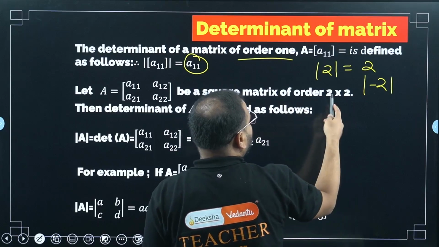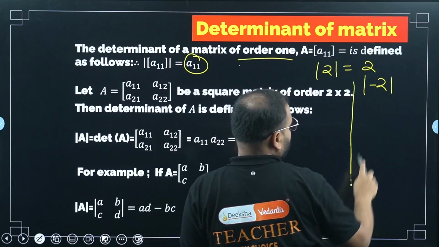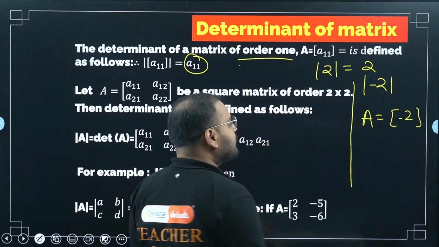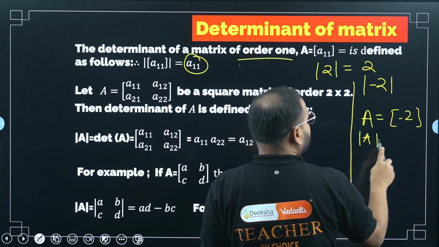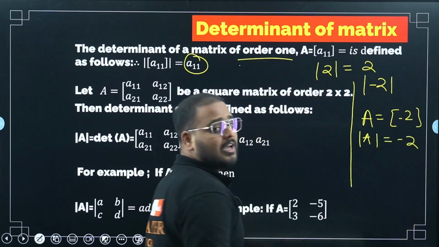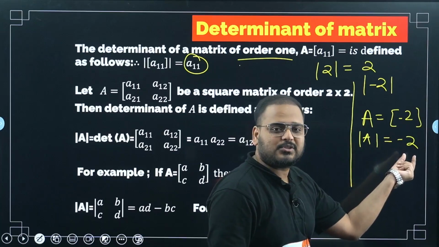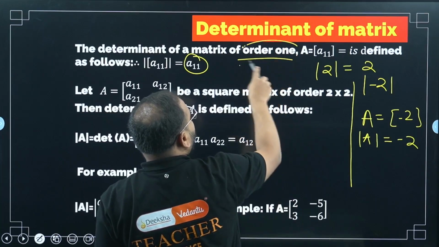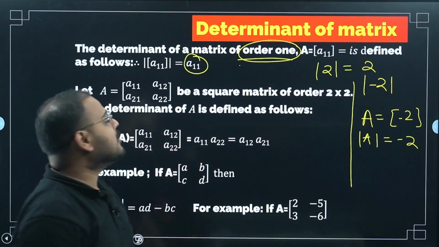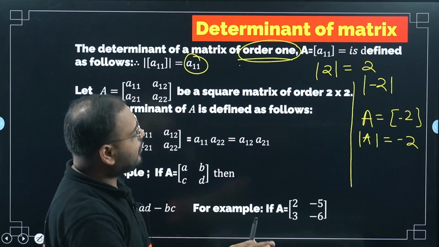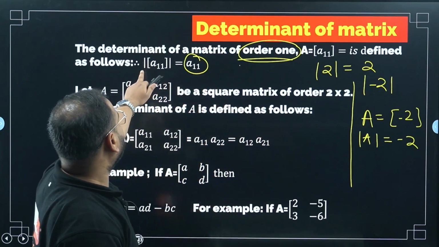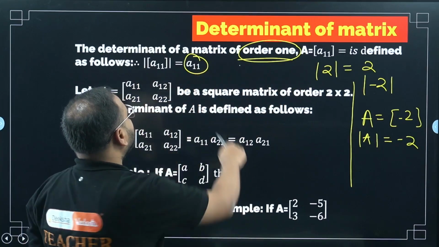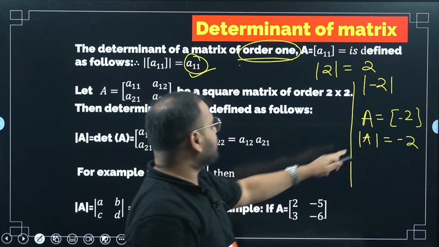If I have a matrix A equal to minus 2, then the determinant of A would be minus 2. See, I told you, it's not modulus. If I consider this as modulus, it will come as plus 2, whereas in the case of determinant, the number comes as itself. There is no operation, step or formula for an order 1 square matrix. The determinant of the matrix A, given as a11, is simply a11.